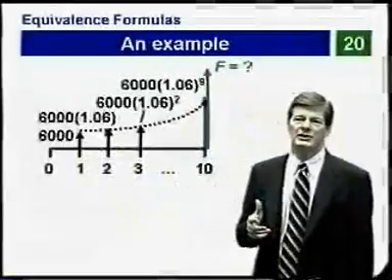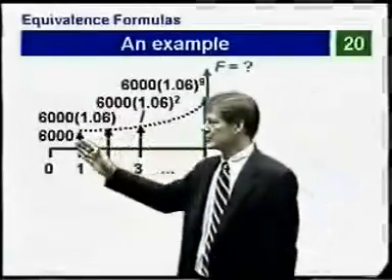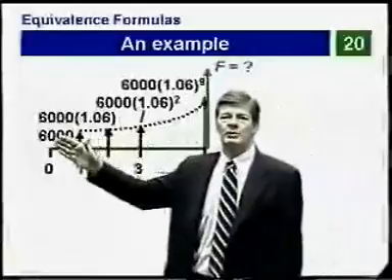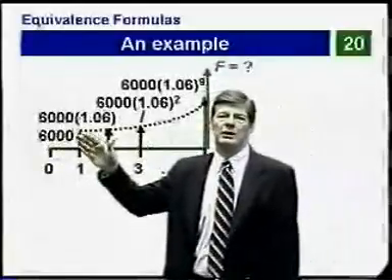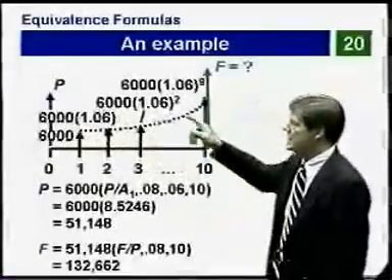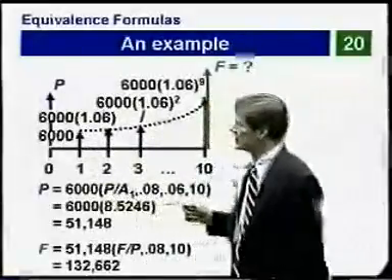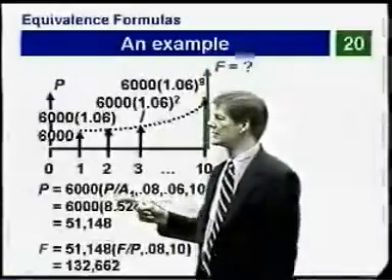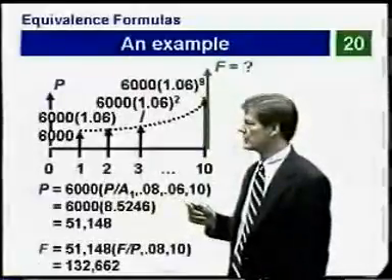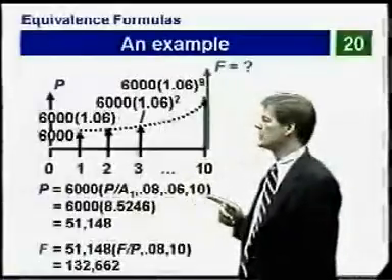We can solve this problem a number of ways, and I will solve this one again in 2 parts. What we'll do is find a present sum that's equivalent to this geometric gradient series. And then once we have the present sum, I'll use my single cash flow model to find F. I would write the expression this way. P is equal to the geometric gradient series of $6,000 times my equivalence factor, find P given A1, when I will be investing the savings at 8% per year, but my savings are increasing in their dollar amount by 6% per year over 10 periods.